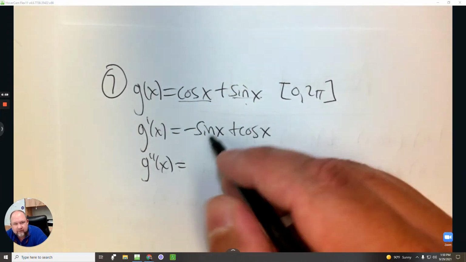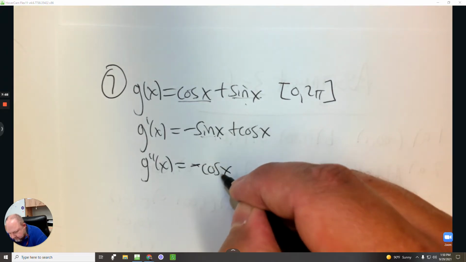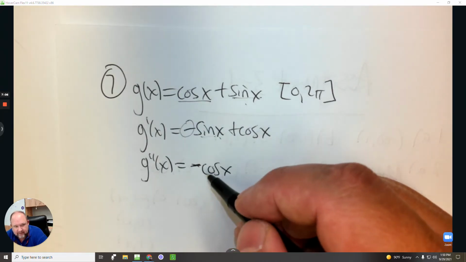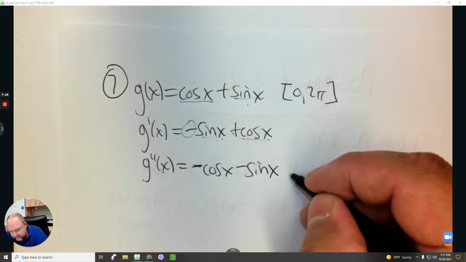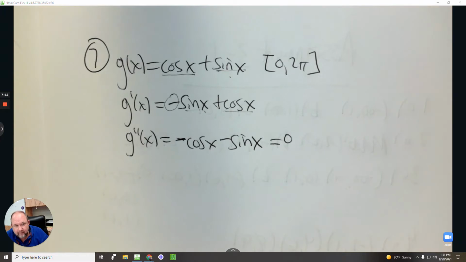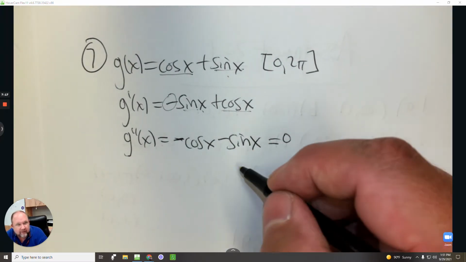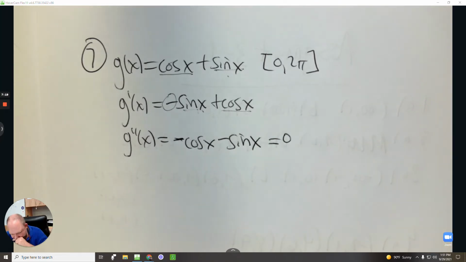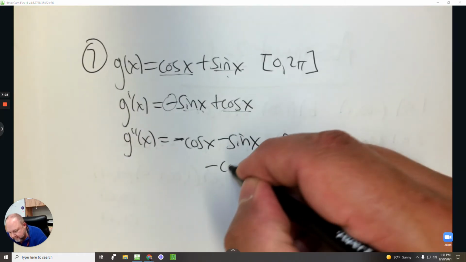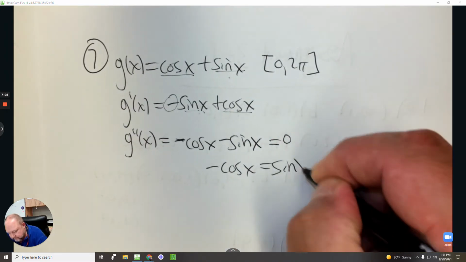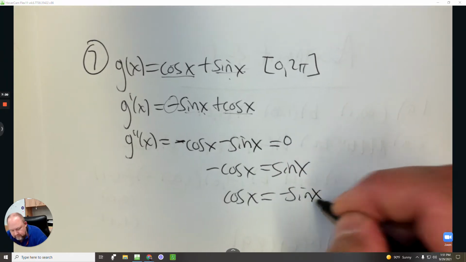So the second derivative, the derivative of sine is cosine, but it's negative because it's negative already. And the derivative of cosine is negative sine. So there we are, equal to 0. I can divide out by negative 1. When I solve this, you would get this or this. Both are fine.